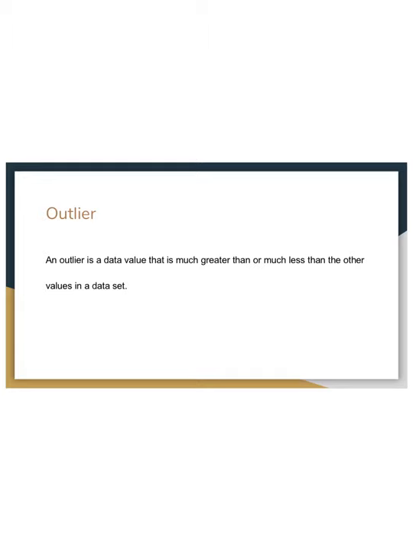Our next term to introduce in this section is an outlier. An outlier is a data value that is much greater or much less than the other values in the data set. So it's either way too big or way too small and doesn't look like it fits the pattern for the rest of the data values.